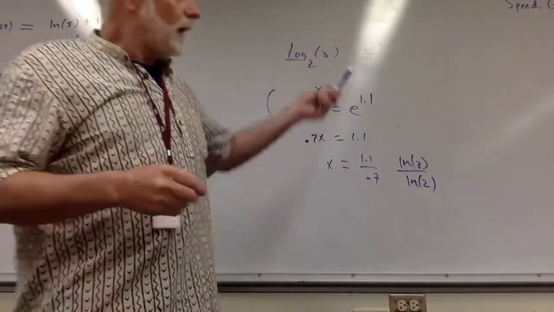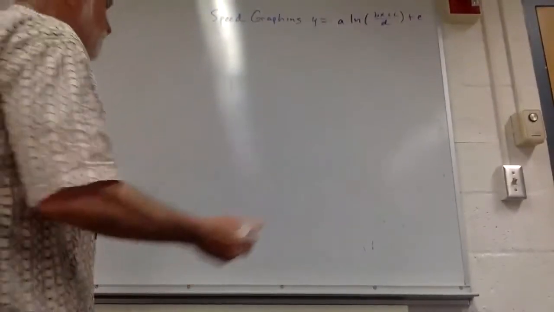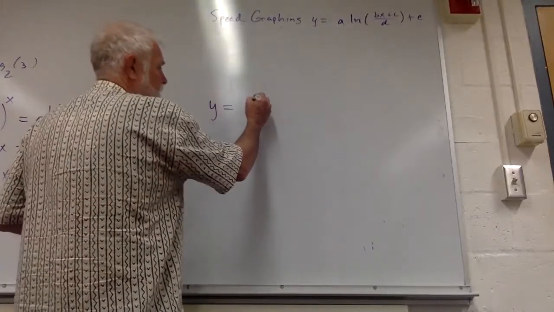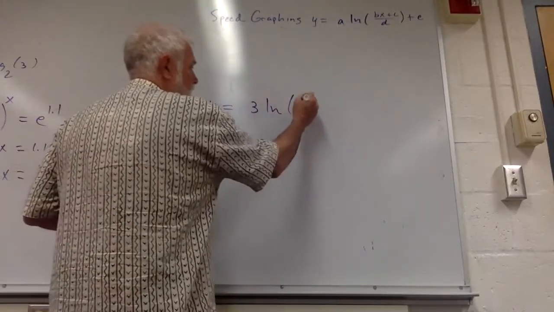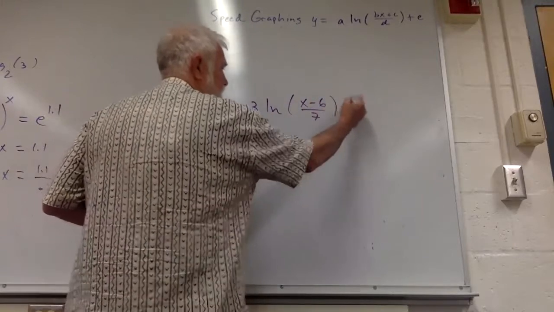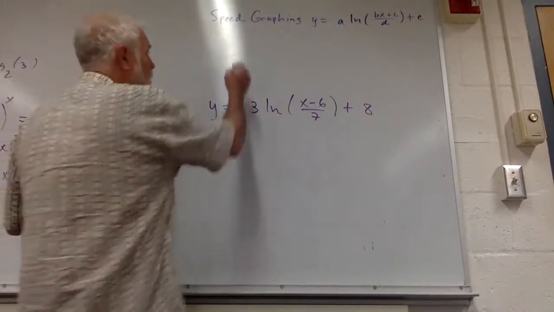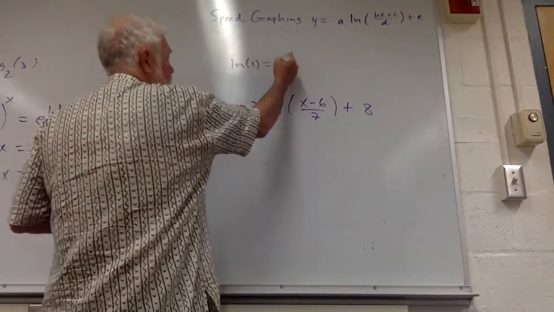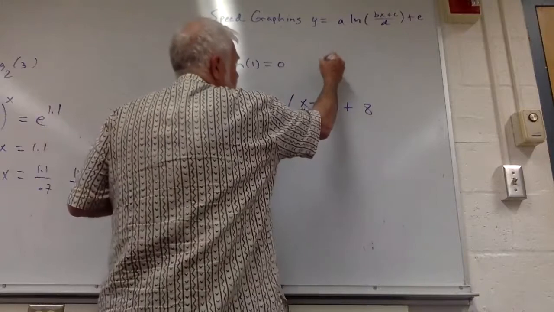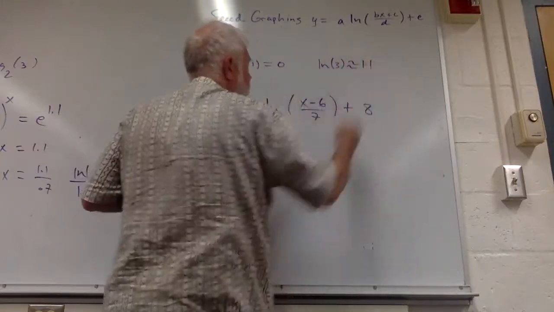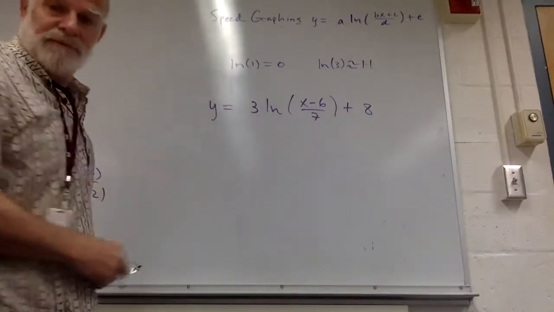All right, and how do you speed graph logs? Well, I don't do transformations. I build off of what I see. So let's just talk about y equals, I'll make something up, 3 ln of (x minus 6) over 7, plus 8. Okay, so the speed graphing is knowing that the ln of 1 is 0, and knowing, for instance, that the ln of 3 is approximately 1.1. That's enough information to speed graph this now.